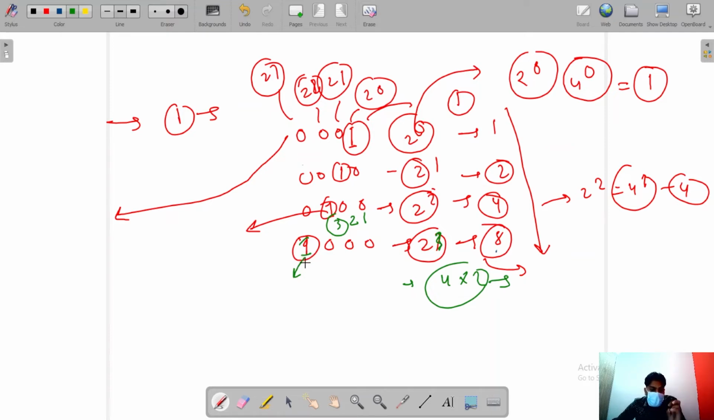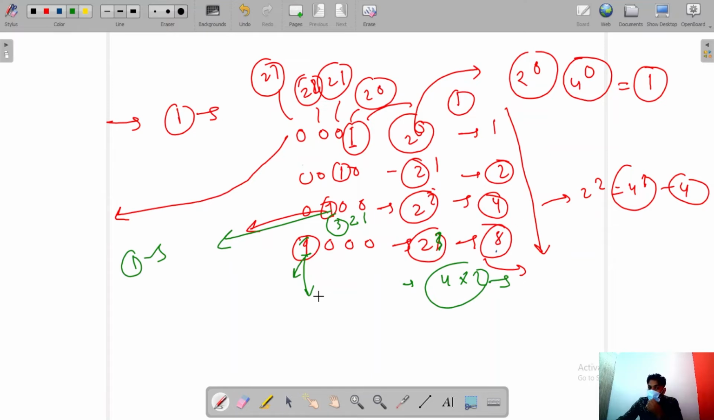What have we found? We find that our 1 is at an even position, so this number will not contain the power of 4. But which number contains the power of 4? When our 1 is at an odd position, then our number will contain the power of 4. At this stage, our 1 is at an odd position, so this number will contain the power of 4.